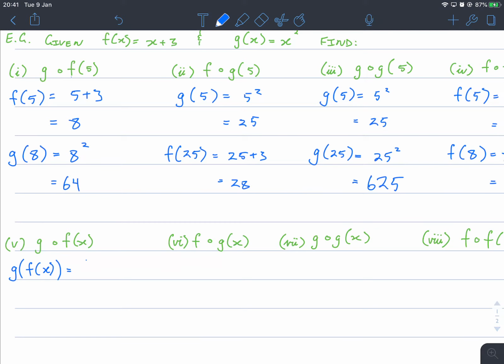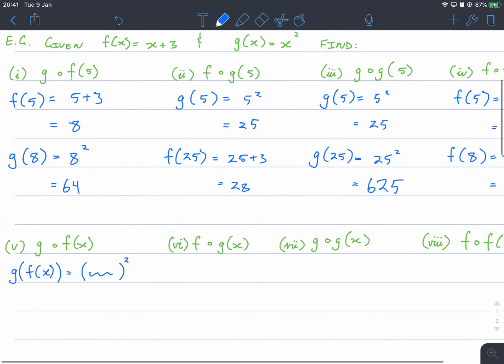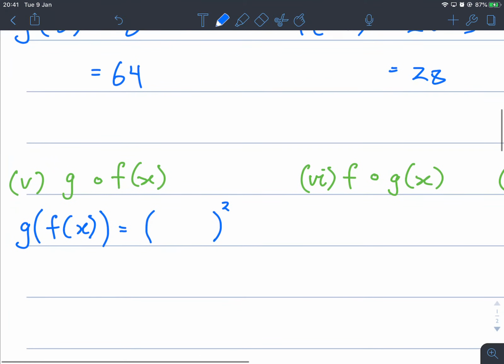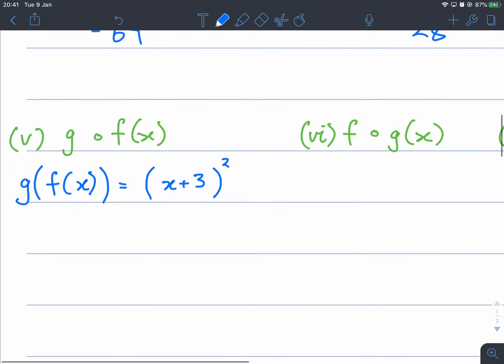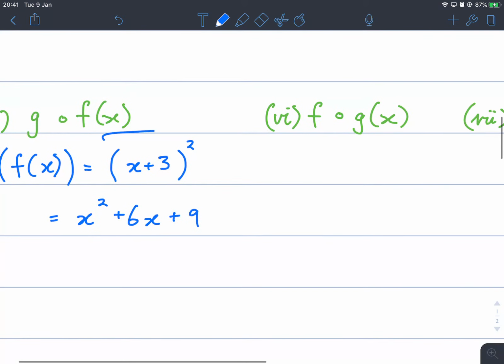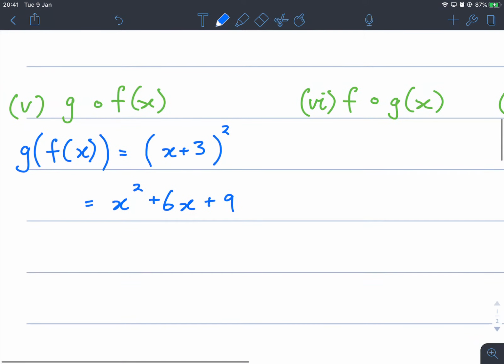So I'm going to write up what it would look like. Here's my x squared. And I'm going to substitute into here the function f. So inside of here, I'm going to put x plus 3. Now, if I wanted to expand this, I could. So let's expand this: x squared plus 6x plus 9. But it is indeed fine just to leave it in factored form.